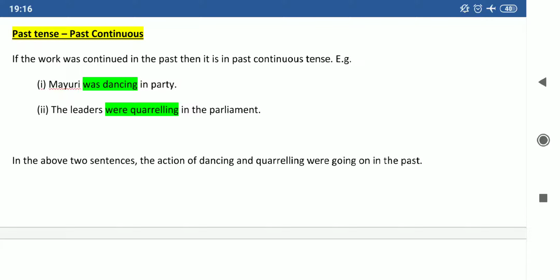So for present tense, if you are using is am are, then obviously for past you will convert it into was or were.